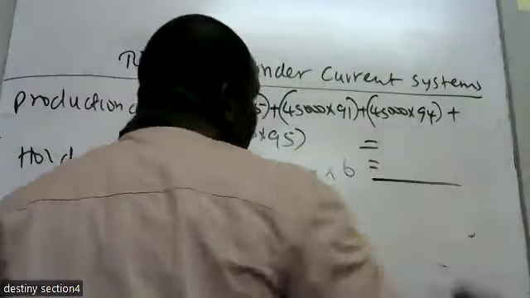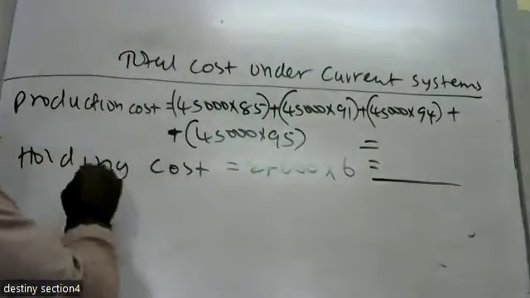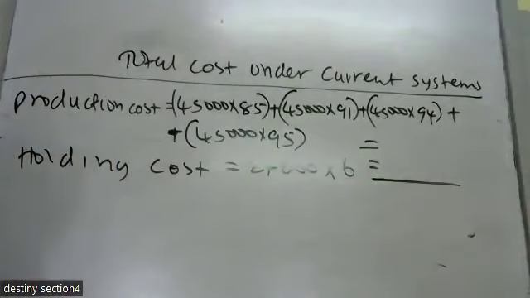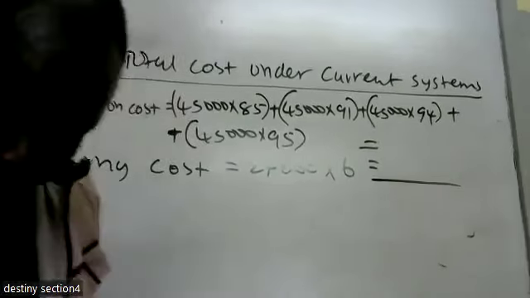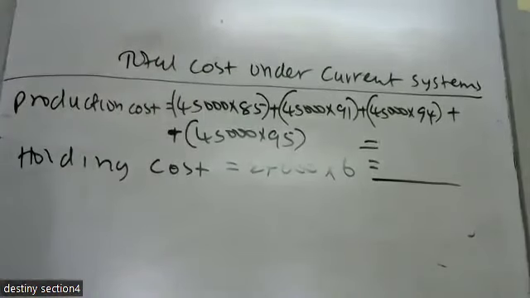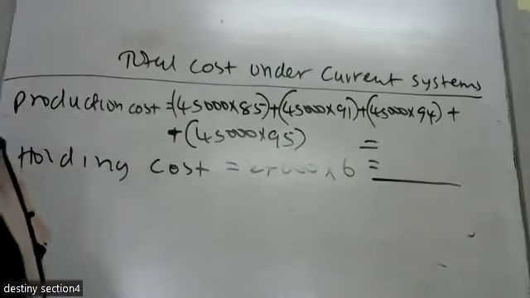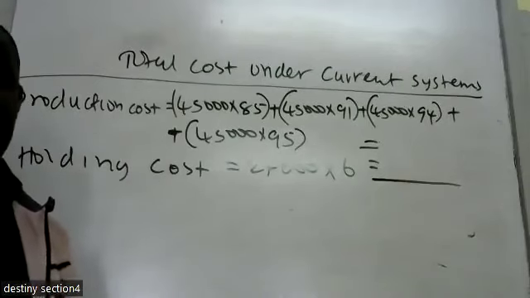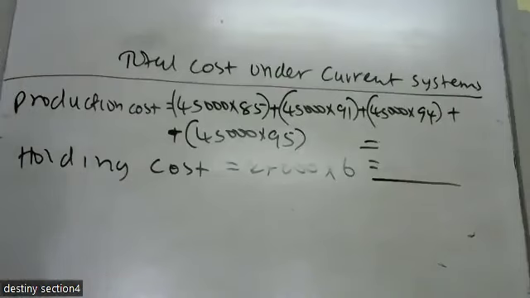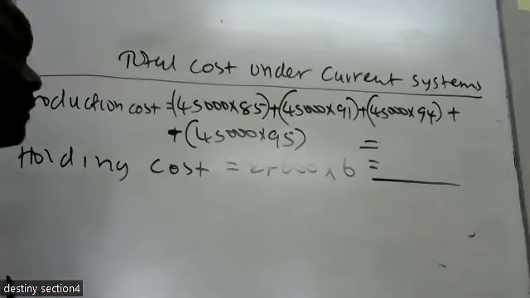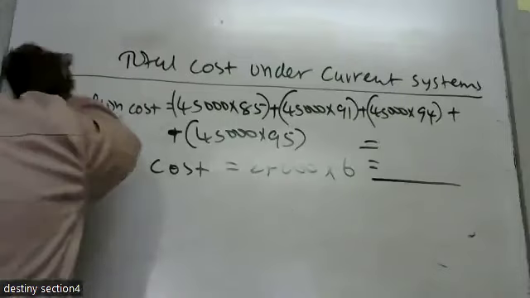Once you get that, add them together, and that gives you the total cost under the current system.